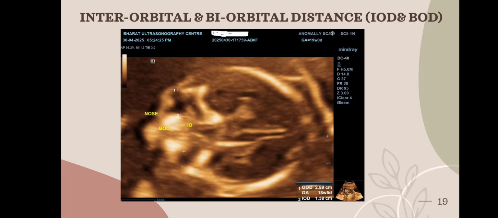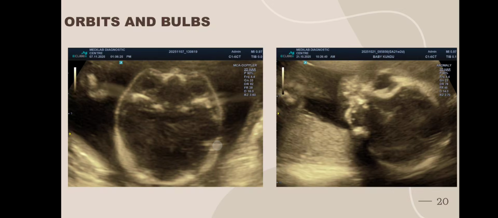Measuring the inter-orbital distance, BOD, is not mandatory as per ISUOG guidelines, but if you measure, you will get confirmed information about the correctness of the distance between the two orbits. So you can measure the inter-orbital distance. More images of orbits and bulbs.